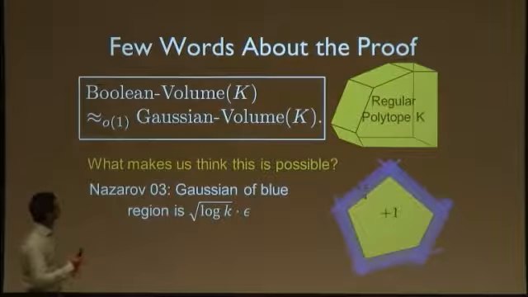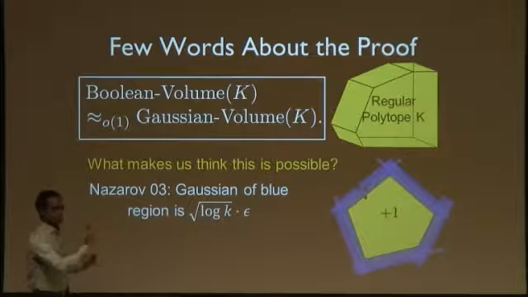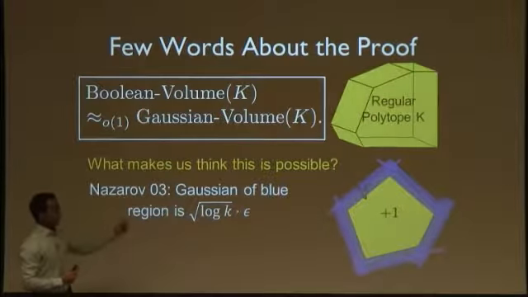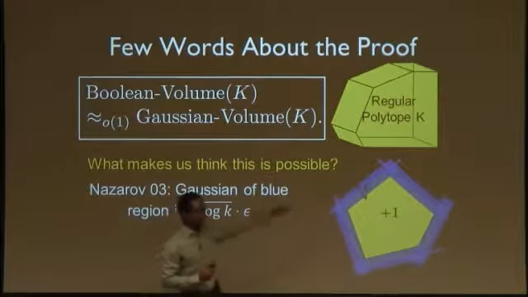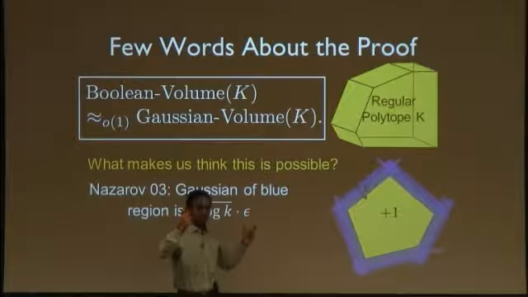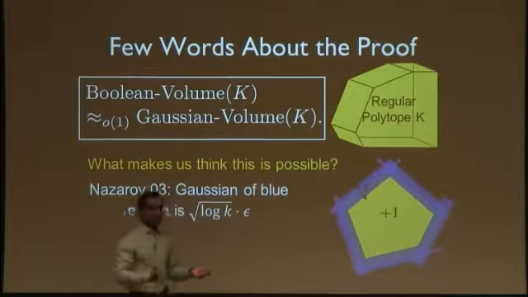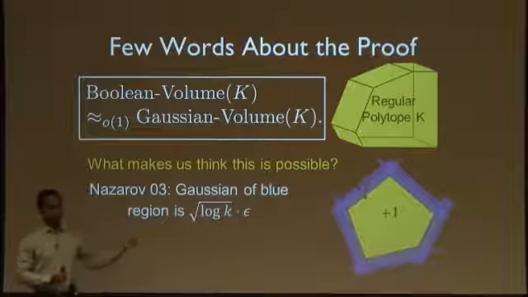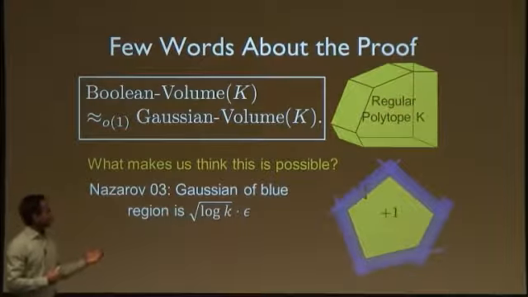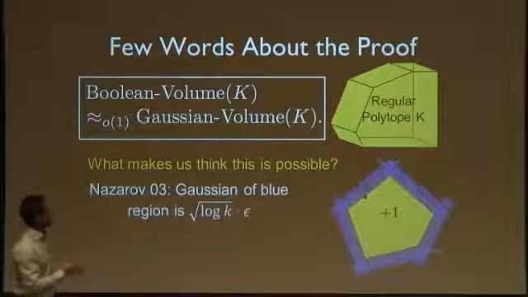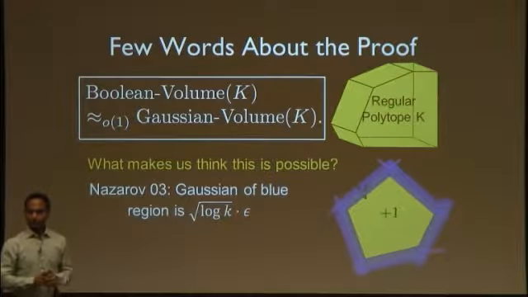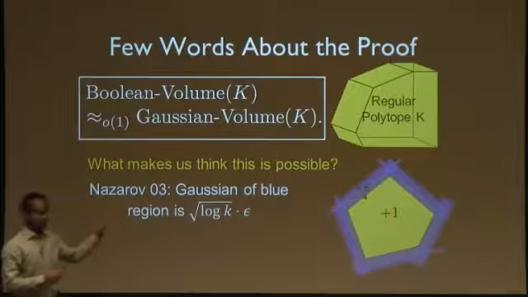There's a beautiful result due to Nazarov, who showed that the Gaussian volume of these blue regions is actually at most square root of log k times epsilon. If you use the union bound, you get a bound of k times epsilon, because each strip has a volume of epsilon and there are k of these strips. So this is one of the places where you beat the union bound, and knowing this result was what prompted us to think such results exist. So what is k? k is the number of facets. This is in n dimensions, but the figure is in 2D.